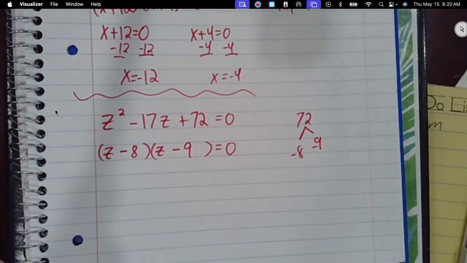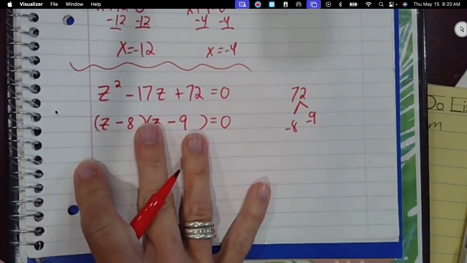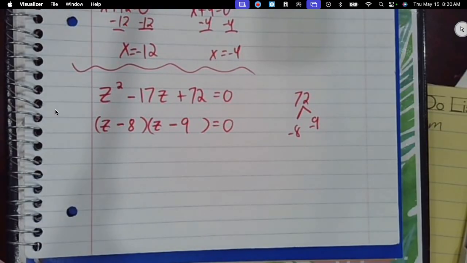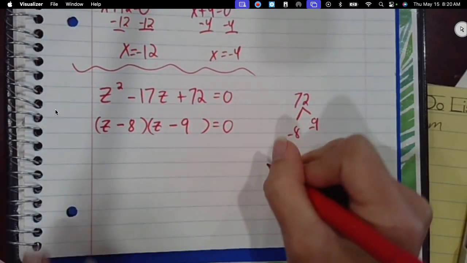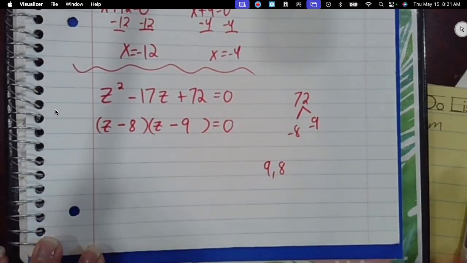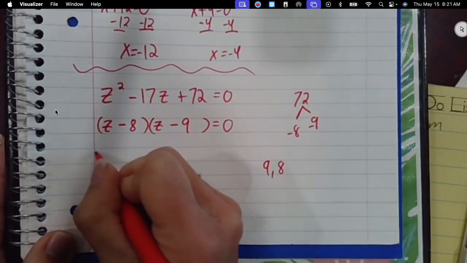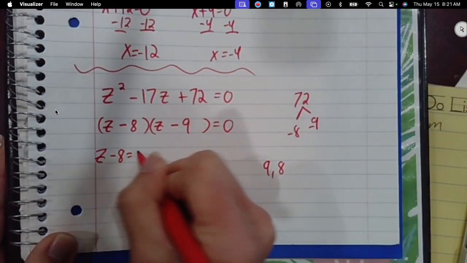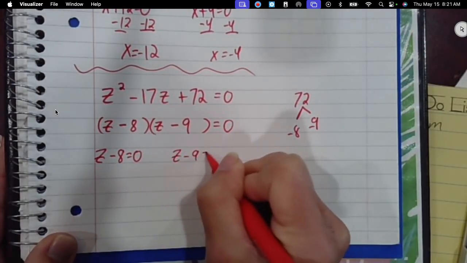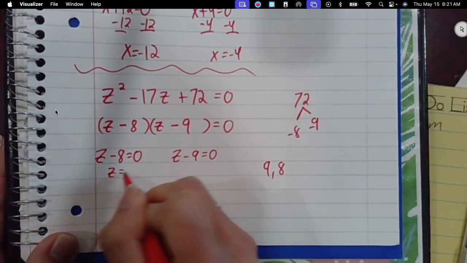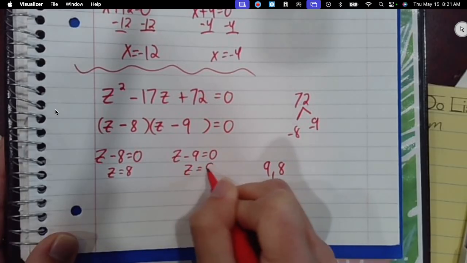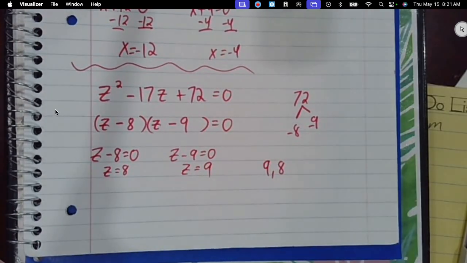Now, that is factored, but that's not a root, a solution, a 0, whatever you want to call it. That's not an answer. How do I find my answers? What are they going to be? Anybody have a guess? Positive 9, positive 8. Yep, a positive 9 and a positive 8. But if you want to see how to get that, you would just set them equal to 0. So you get z equals 8 and z equals 9, which is what we just said.